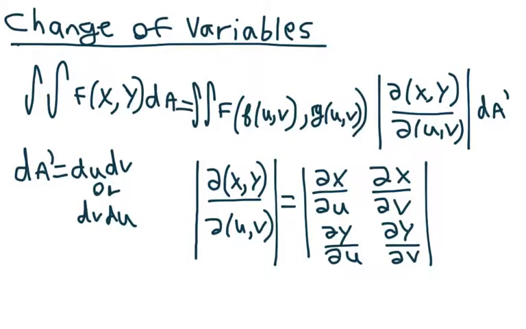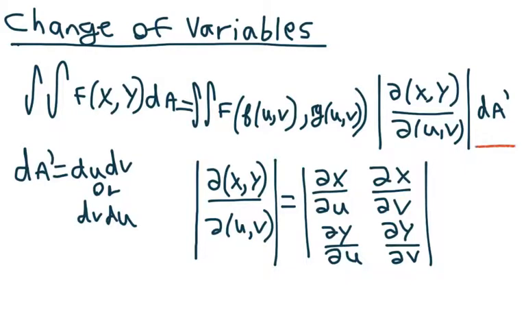Today we are going to be looking at change of variables, the last topic for this course. So change of variables, what does that mean? Well, simply the double integral of f(x,y) dA is going to be equal to the double integral of f(u,v) and g(u,v) times the Jacobian ∂(x,y)/∂(u,v) dA prime.